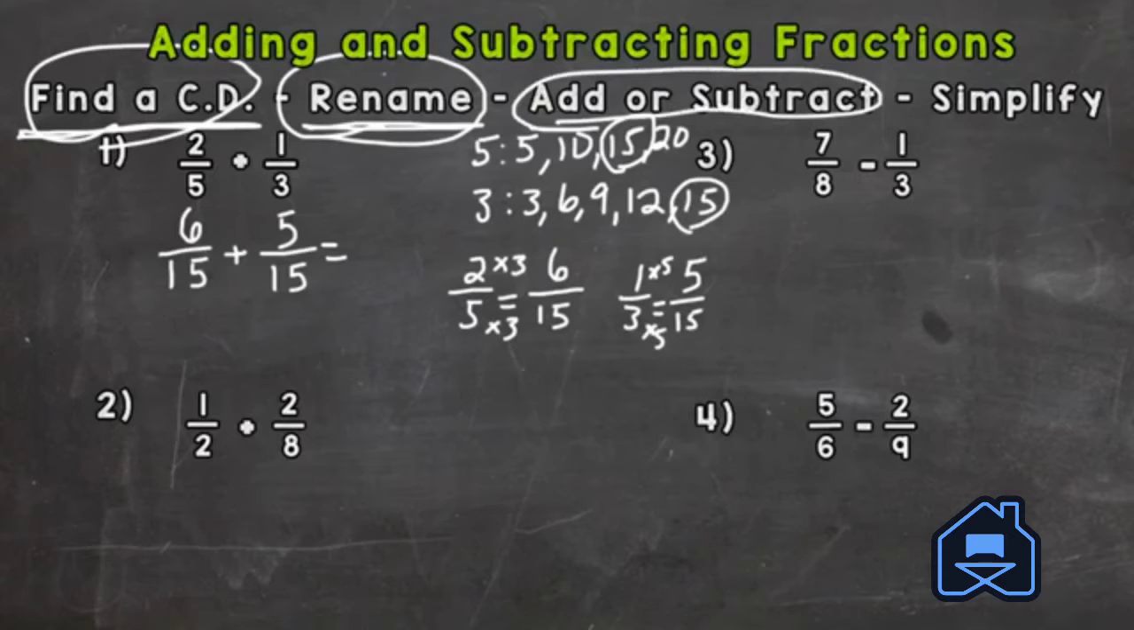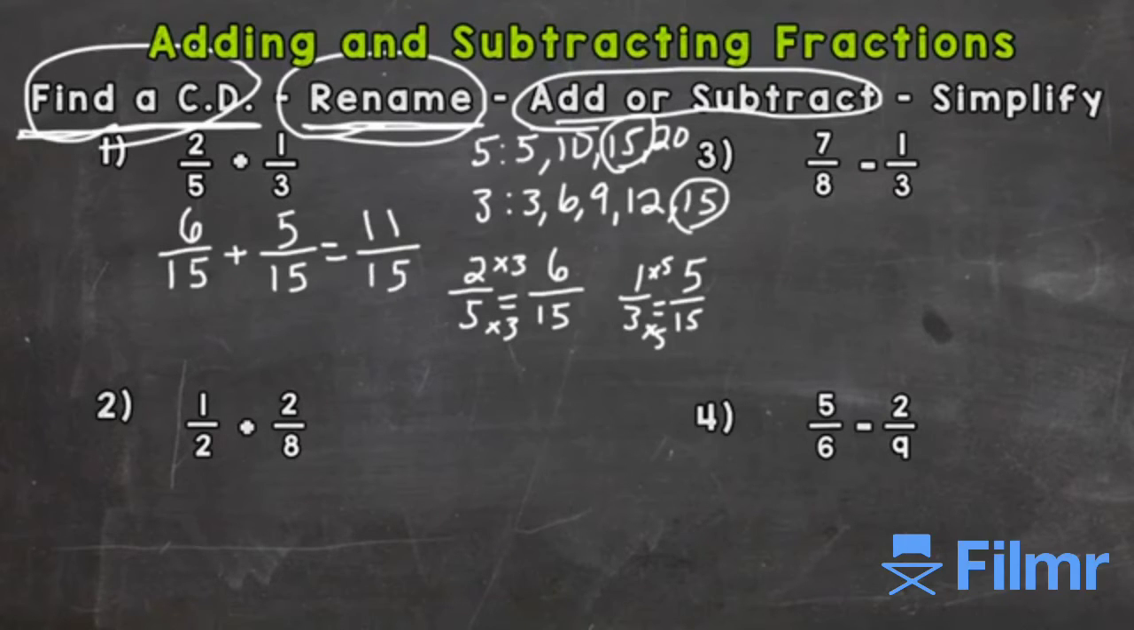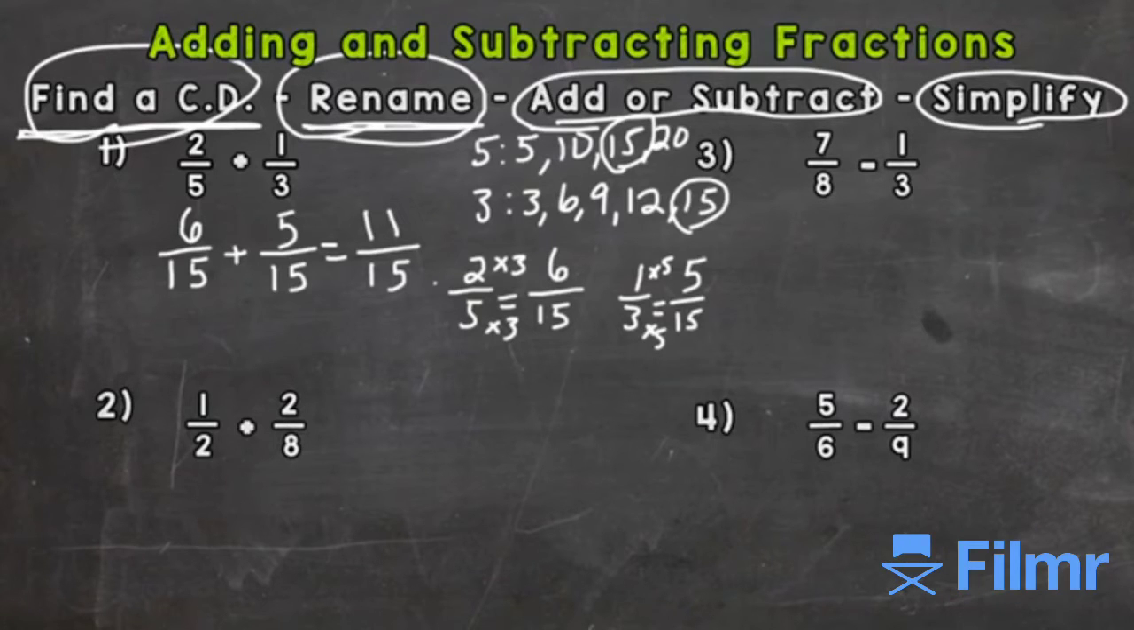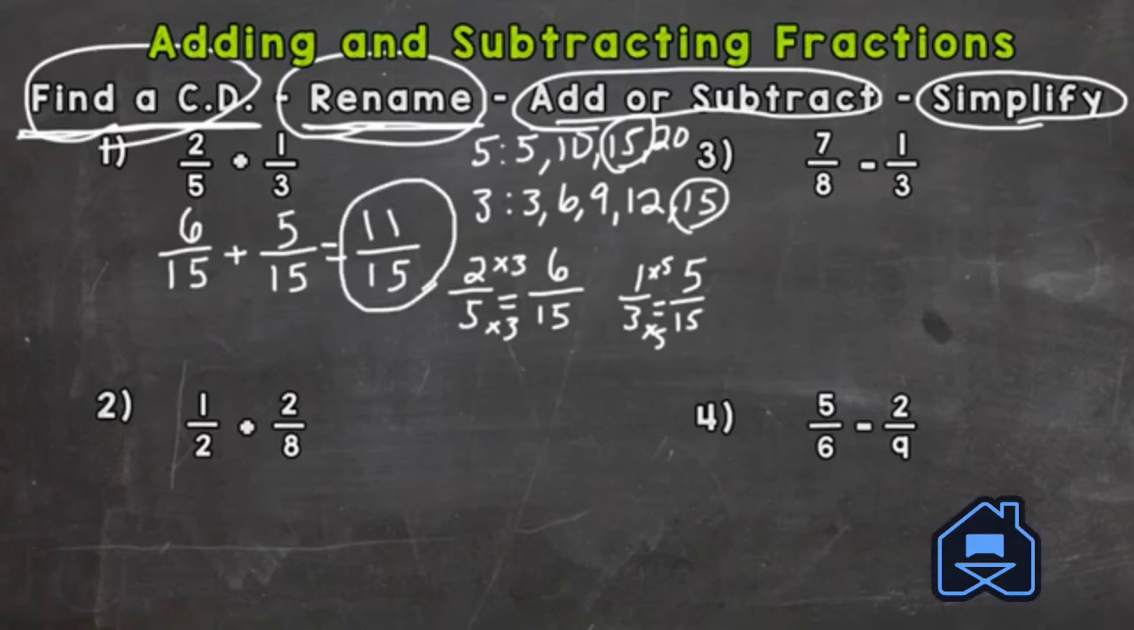And this problem's addition, so 6 plus 5 is 11, and then we keep our denominator the same. We do not do 15 plus 15. We keep it as is, 15. And lastly, we check to see if our fraction can be simplified or broken down. Now, are there any numbers that can divide out of both 11 and 15 to break this fraction down? No, the only common factor between 11 and 15 is 1. So this fraction is simplified. We are done. 11/15 would be your answer to number 1.